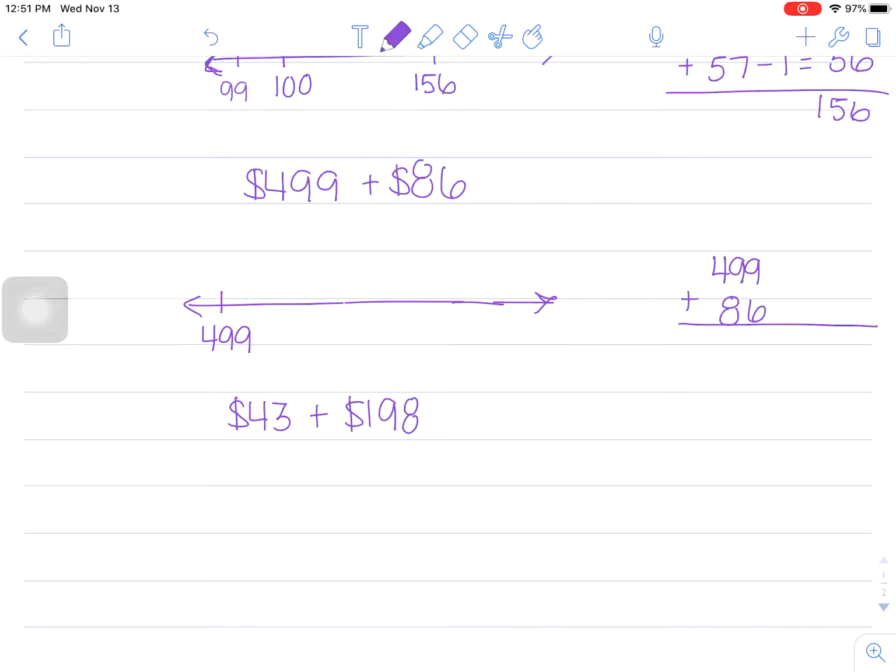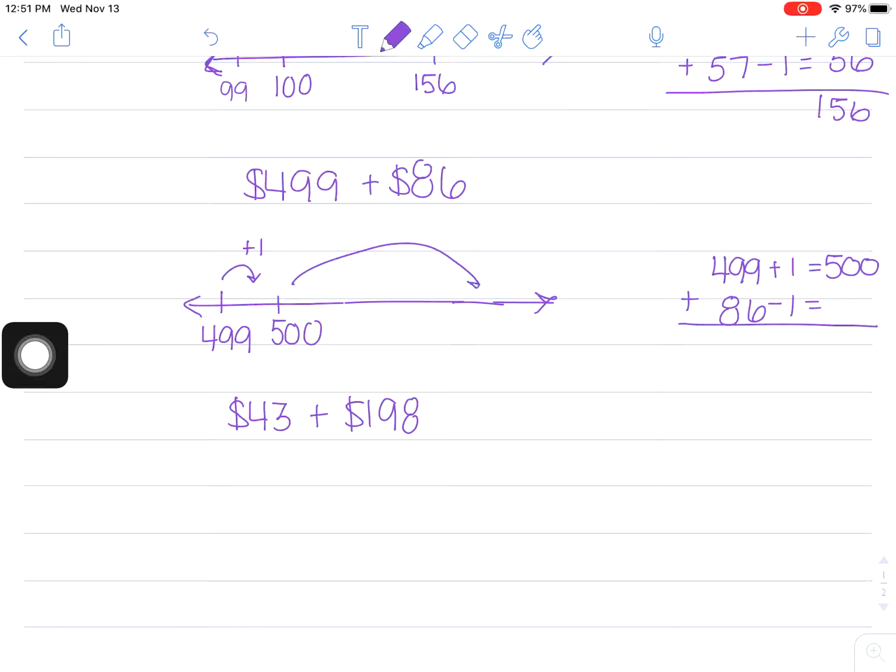All right, so let's think about what are we going to do? Hopefully you said, let's add 1 to 499, Mrs. Metalis, because that's going to give us 500. Well, once again, if I'm adding 1 to 499, I have to take 1 away from 86. So now this becomes 86 minus 1 is 85, so I'm going to go ahead and add 85. And that's easy, 500 plus 85. Okay, so you should have 585.